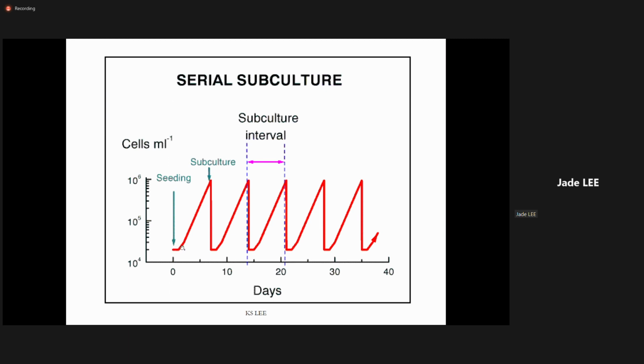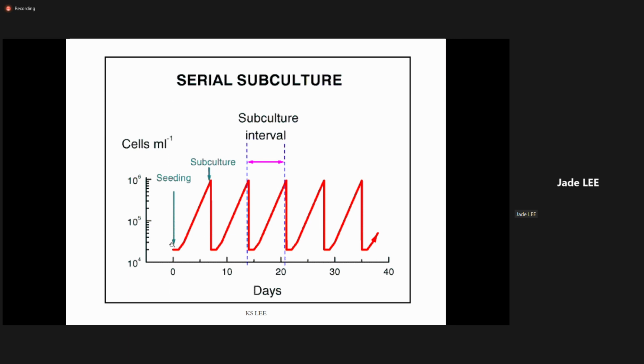Until one time point, the cells are no longer dividing, because they use up the nutrient, they use up the space, and you should know that by this time point, you should do subculture. If you do not subculture them, the cell will reach the plateau or stationary stage and lead to the dead stage.